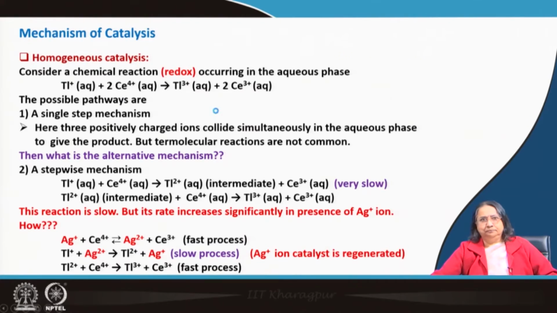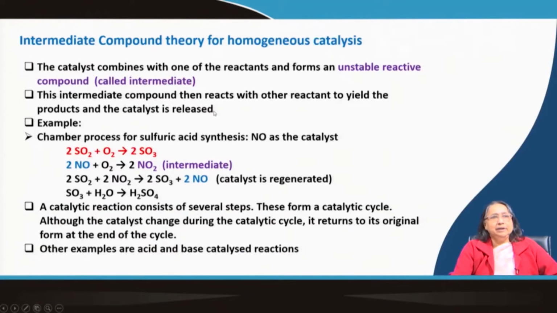Now, the intermediate compound theory for homogeneous catalysis. This is a theory that is given for homogeneous catalysis. What is that? The catalyst combines with one of the reactants and forms an unstable reactive compound, called the intermediate. This intermediate compound then reacts with another reactant to yield the products, and the catalyst is released.